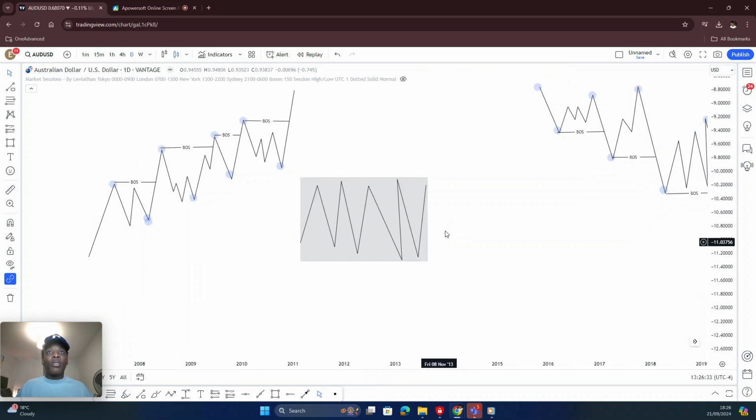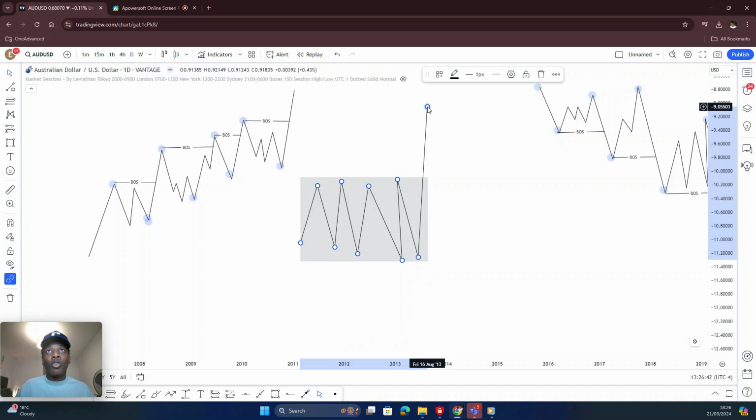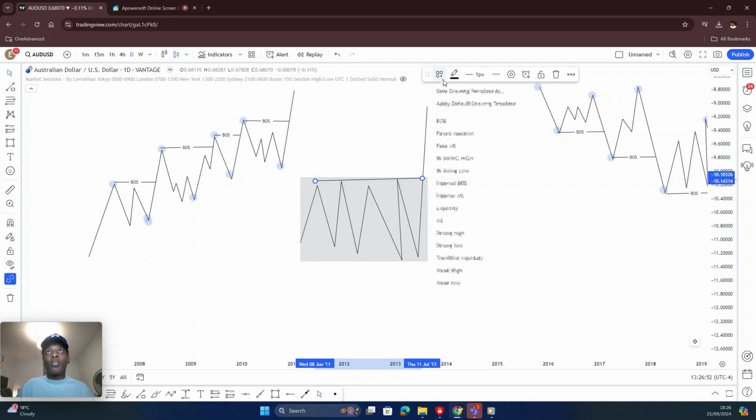But I really don't trade consolidation. But until price breaks out from this consolidation, creating a break of structure to the downside or to the upside, then we can come through and mark this area as our break of structure to the upside.